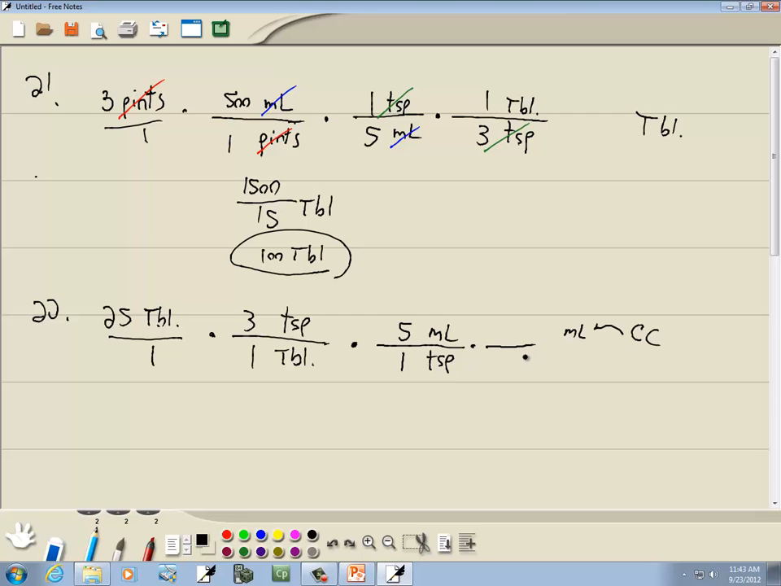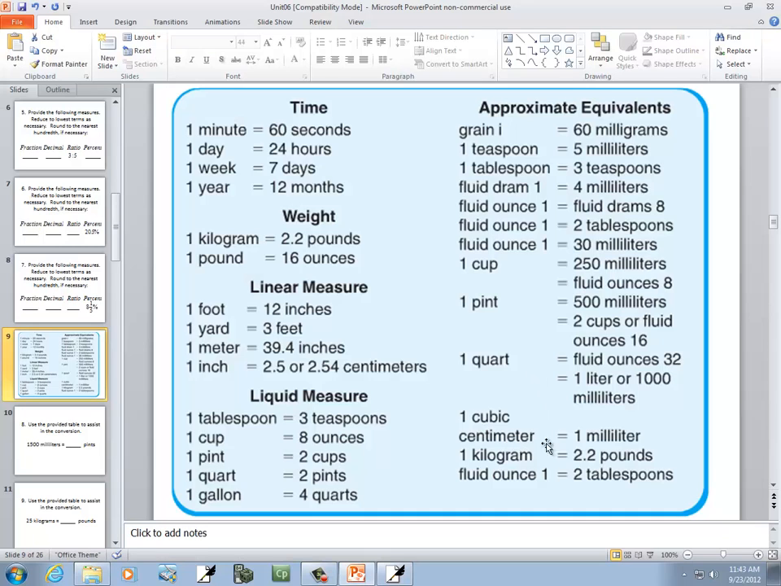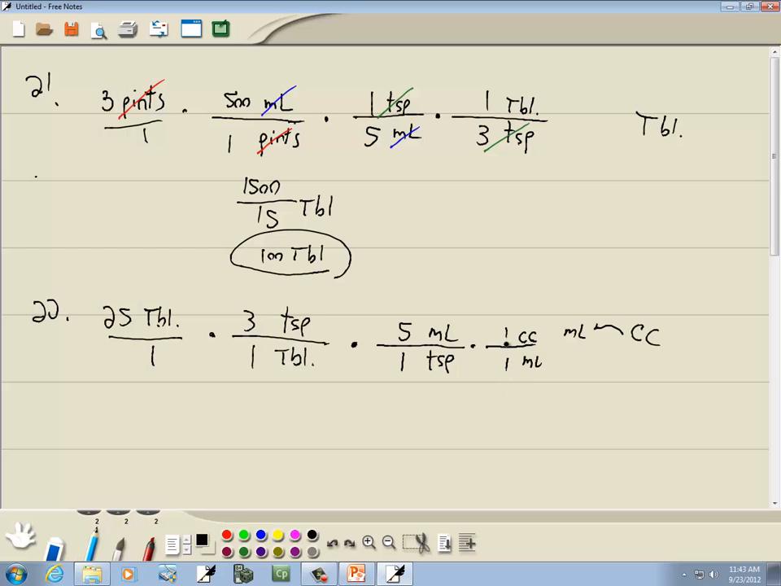So 1 teaspoon, 5 milliliters. And then there's a tie between milliliters. Again, milliliters is here. Milliliters has to be here. There's a tie between milliliters and cc's. 1 cubic centimeter is 1 milliliter. So 1 to 1. Like that. And that's our setup. Again, tablespoons, tablespoons, teaspoons, teaspoons, milliliters, milliliters. And then we got to cc. Now, as tablespoons cancel, the teaspoons cancel, the milliliters cancel, and let's multiply our top parts together.